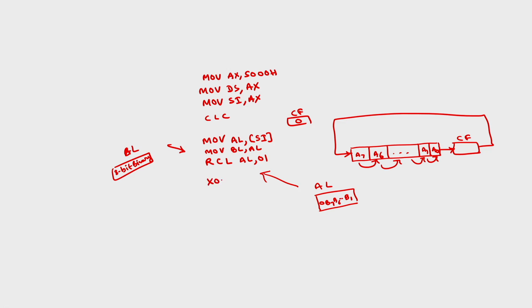Then exclusive OR between AL comma BL. Then whatever the result in AL will be the gray equivalent of the given binary number, that you have to store. Move SI comma 6000H, move AL comma contents of SI. So this original number AL I have taken into BL, or otherwise you can directly take this AL contents and then rotate this by 1-bit position. Okay. So this is the program for conversion of an 8-bit binary number into a gray number.